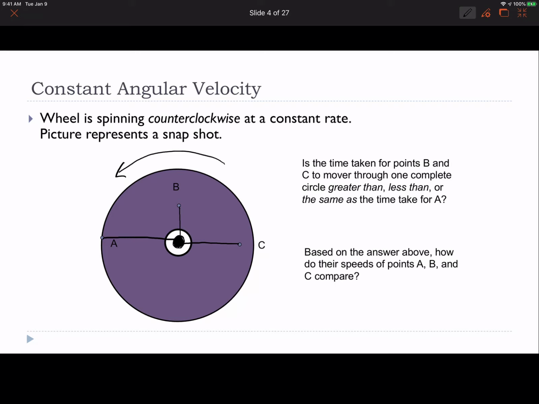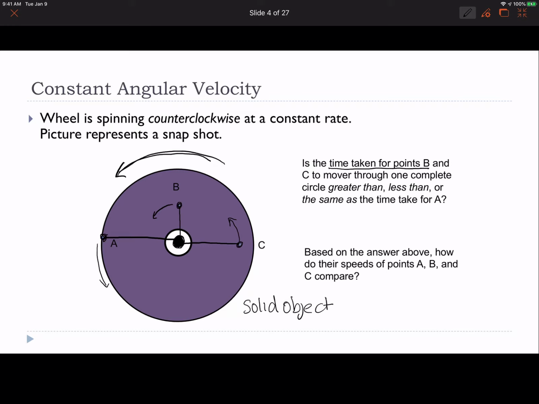So as this disk rotates, point B is going to rotate around, point A is going to rotate around, and point C is going to rotate around. And so we're interested in the time taken for these points to rotate through one complete cycle. So let's think about this: since this is a solid object, and since the points are fixed in space, by the time this moves through one complete cycle, they've all moved through one complete cycle, right?